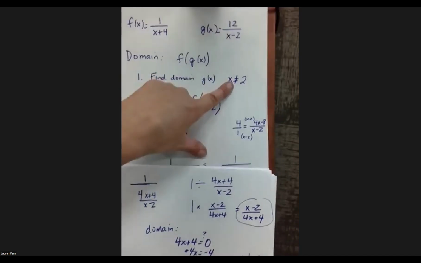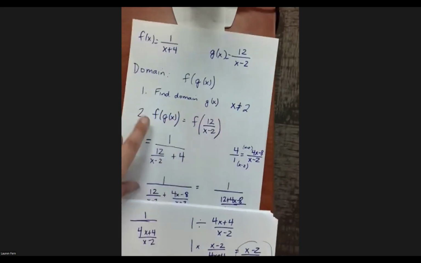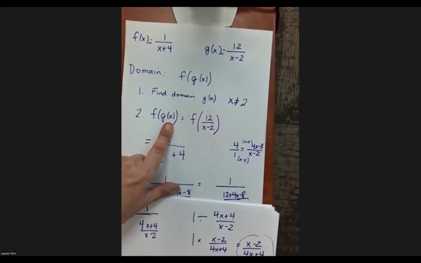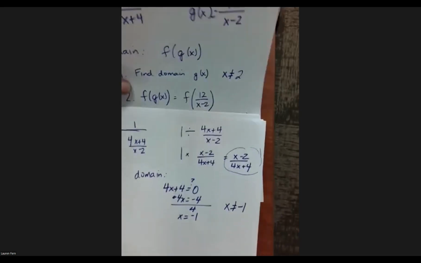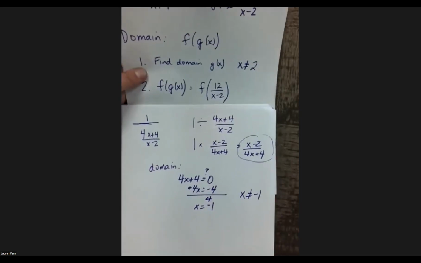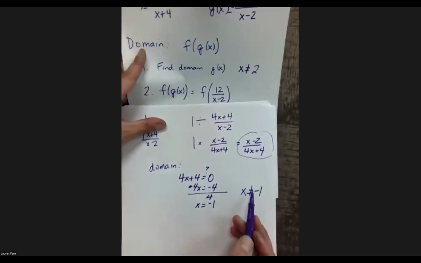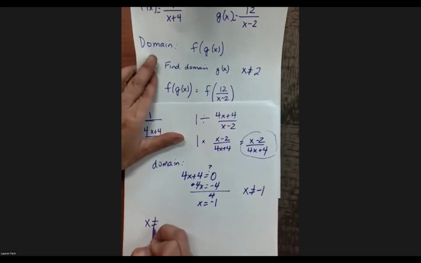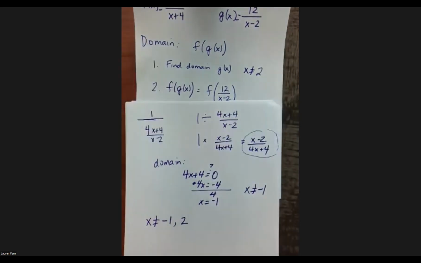So we found the domain of the inner function. We then found the composition we were asked to find, and we found the domain of that. Now what we do is step 3, and we combine them. Well, if I combine these two domains, I'm not allowed to have x be -1, nor am I allowed to have x be equal to 2. You with me there?